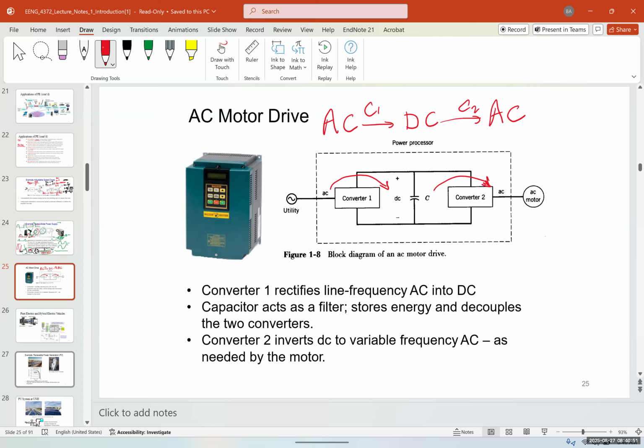So for example, I can connect this to a utility with 120 volts and 60 hertz, and I can go to 120 volts, 20 hertz, for example, in the output, or 120 hertz in the output, or 2000 hertz in the output. 2000 is very high, but around a couple hundred, depending on how fast I want the motor to spin.